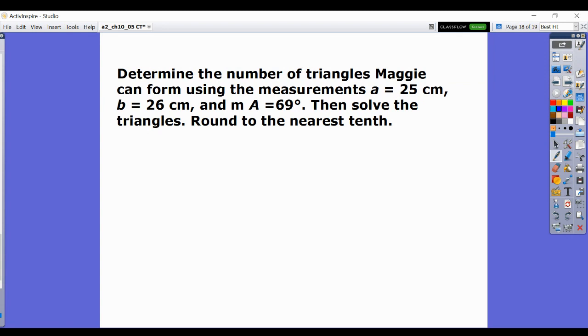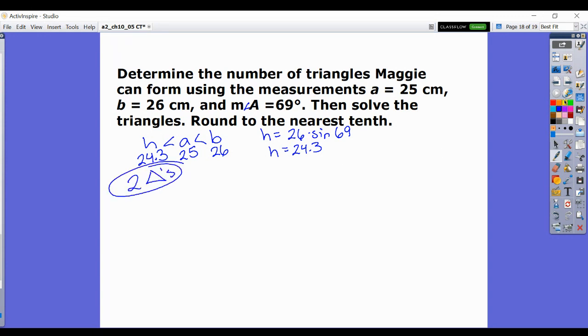Let's do one more example. So here we have side a is 25, side b is 26, and angle A is 69. H is b times sine of A, which is 26 times sine of 69. We multiply that out. H is 24.3, which means it goes in this order: H is less than a is less than b, which means we have two triangles.